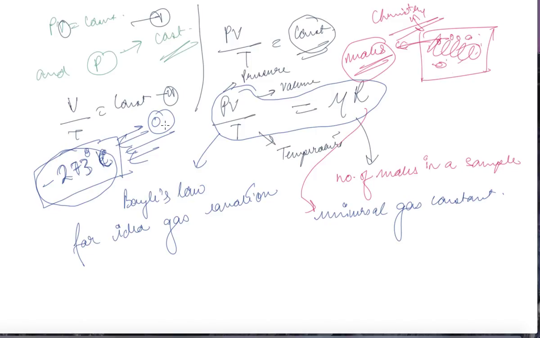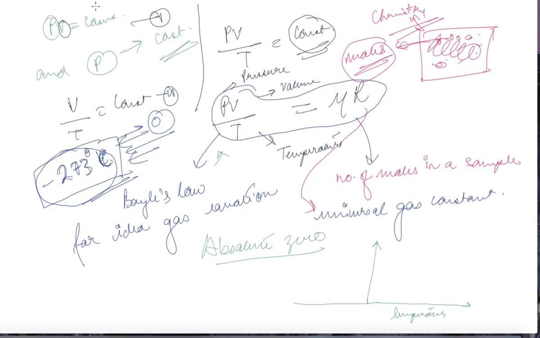So how did we come to this particular value of absolute zero temperature? The concept of absolute zero came from Boyle's ideal gas equation. So if you plot a graph, say suppose this is your pressure and this is your temperature. Now if we plot this graph, pressure versus temperature.